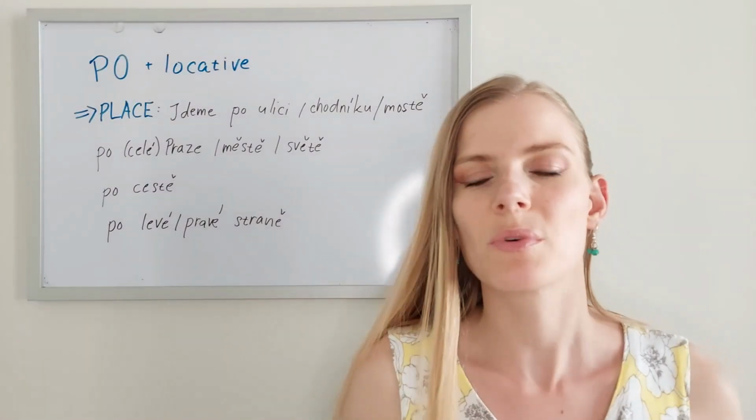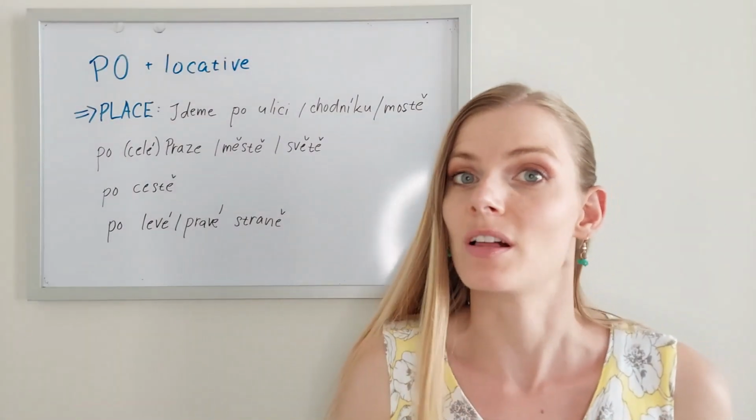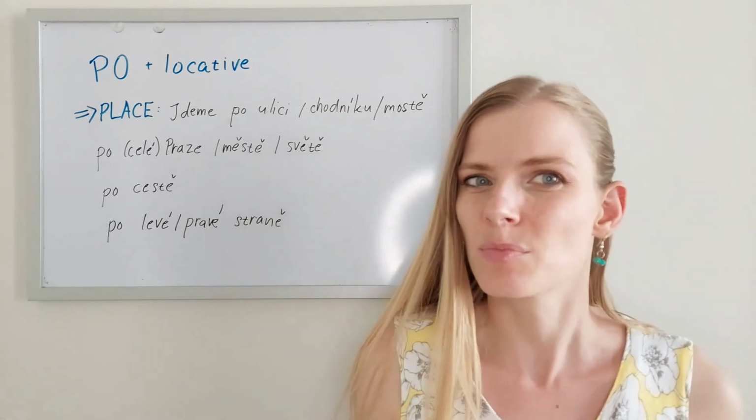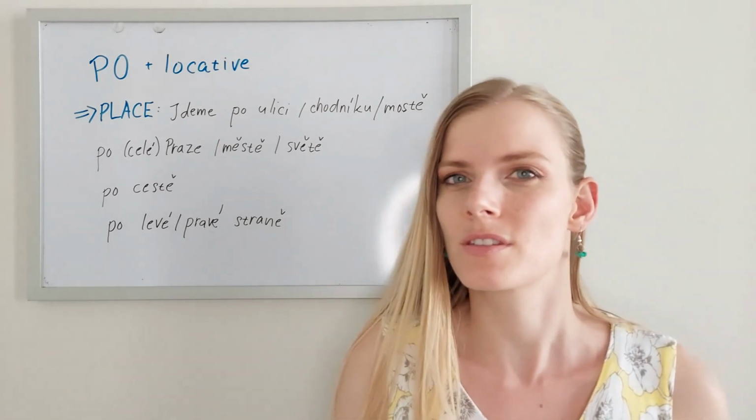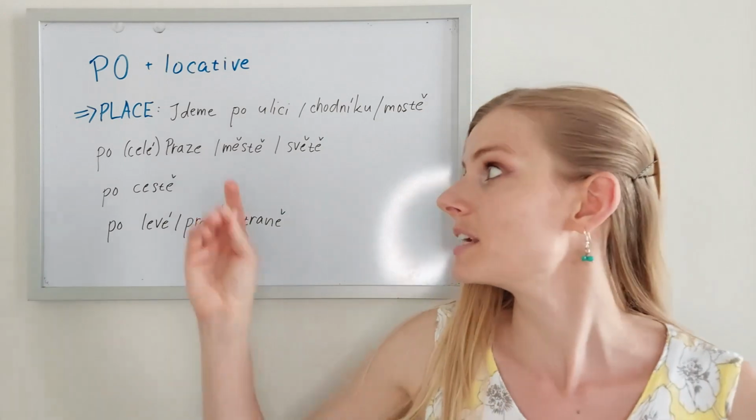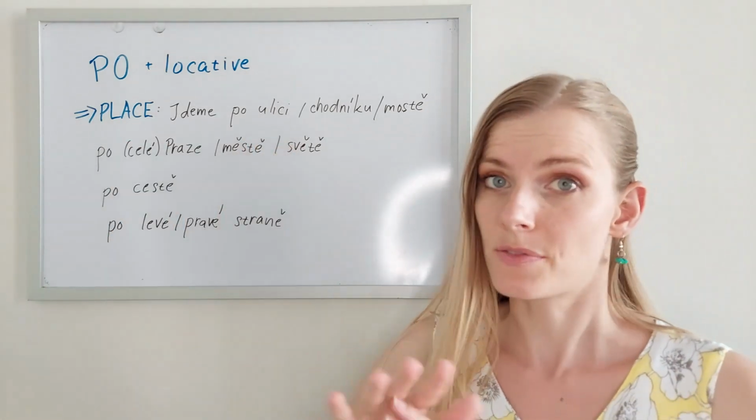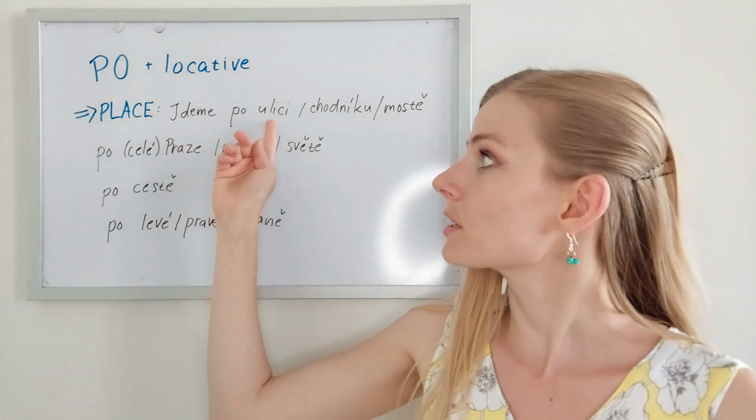Po is also commonly used with place as well. You cannot use it just with any place, but there are certain words, certain nouns that take po. For example, ulice, the street. Jdeme po ulici.